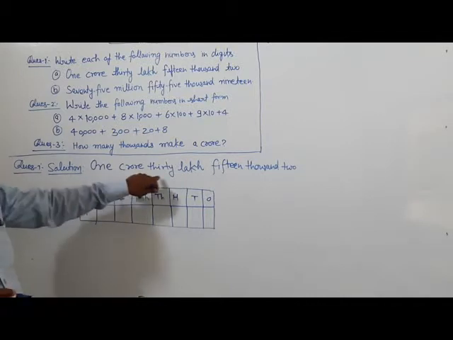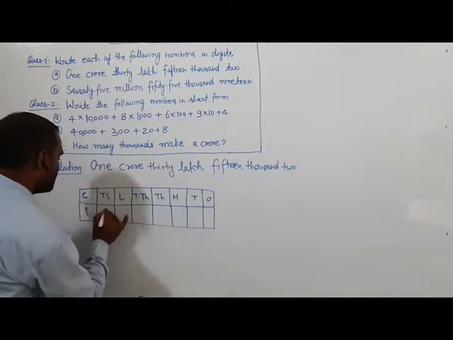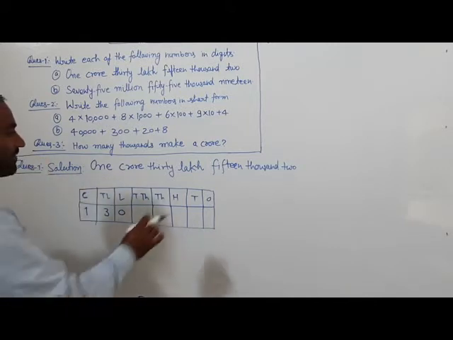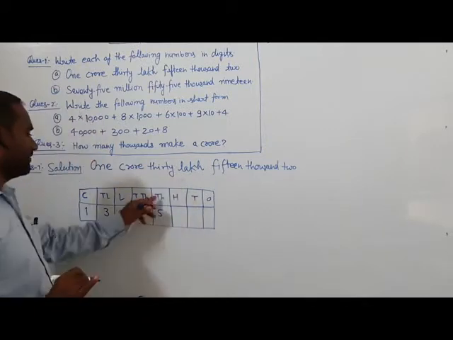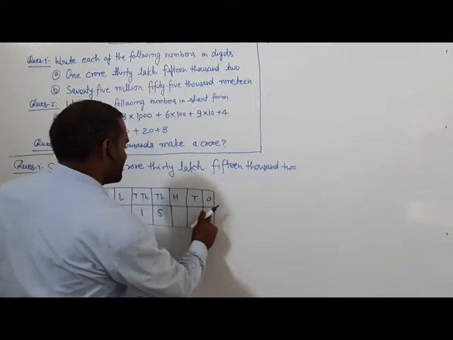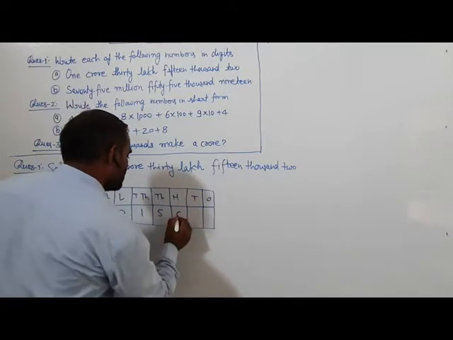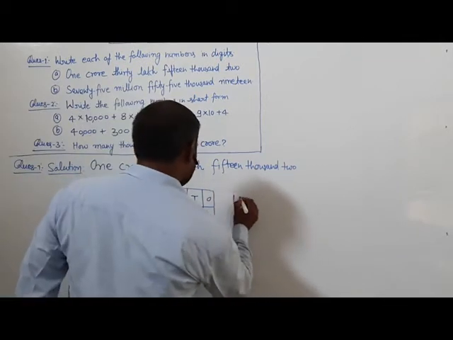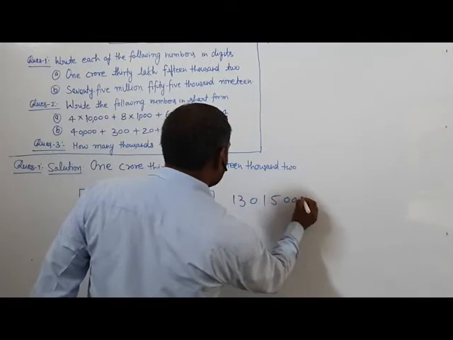1 crore, 30 lakhs, like 10 lakh. 30 lakhs has a 3 in the 10 lakh place. This is the place of lakh. Then 15,000: 1, 5, 15,000, 10,000. And in 15,002, the 2 is in the ones place, and the 100 place is 0 and the 10 place is also 0. So 0, 0, 2. So we can write 1, 3, 0, 1, 5, 0, 0, 2.